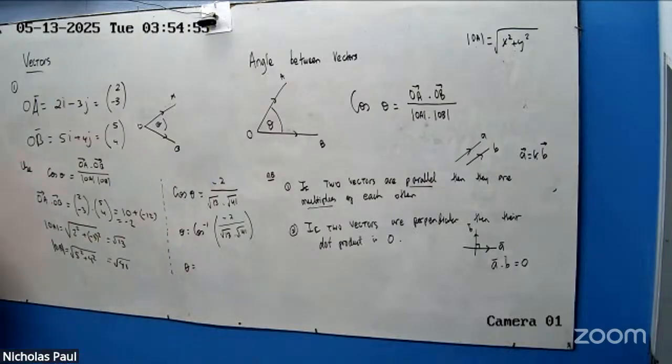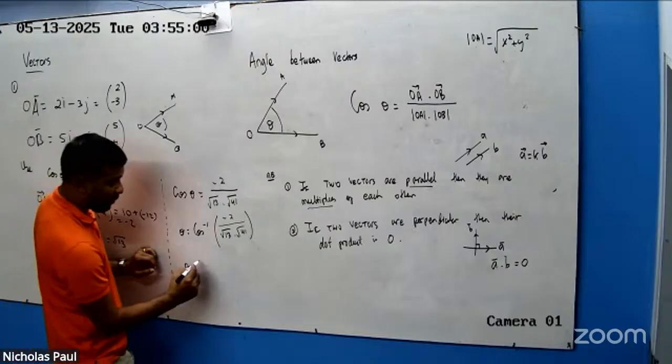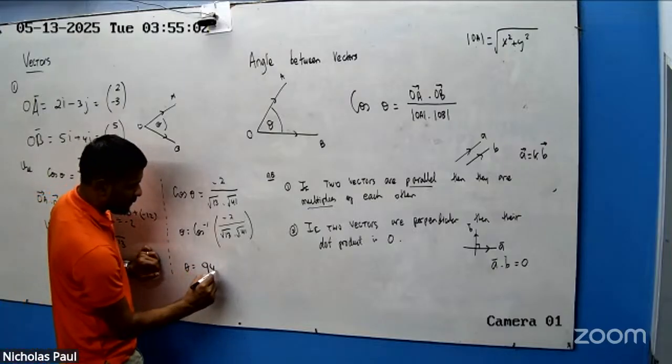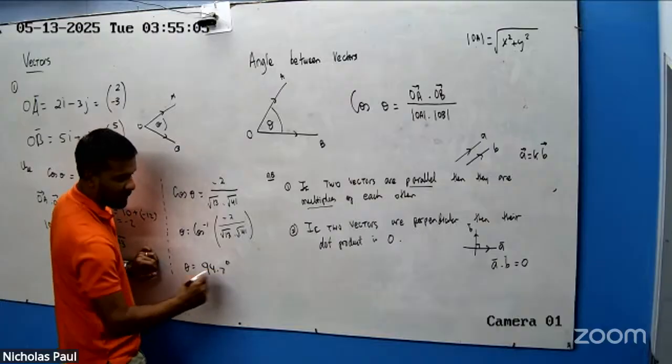Yeah, that's 41, 16 and 20. How much? 94? 94.97.